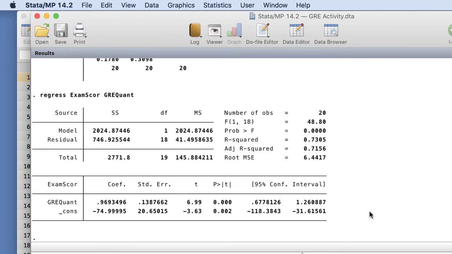Then we can move to the equation, or the coefficient table, I should say. The coefficient table provides the data that we need to create the regression equation. Our coefficient for GRE quantitative is 0.969. The t-value is 6.99, and it's significant. What this tells us is that GRE quantitative scores significantly predict a large proportion of the variability in exam scores. So GRE scores are explaining a significant amount of exam scores. And then our constant, this is a value that represents all the other variability not explained by GRE quantitative scores, is negative 74.99. These are the values that you would use to create your regression equation.